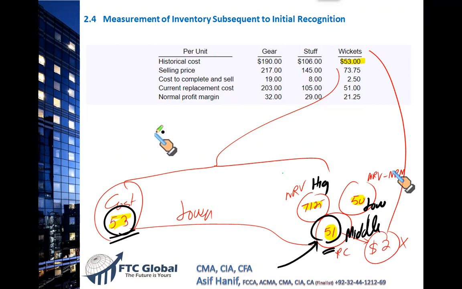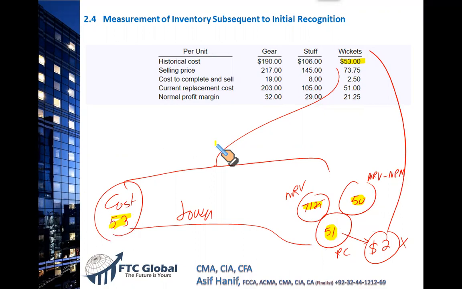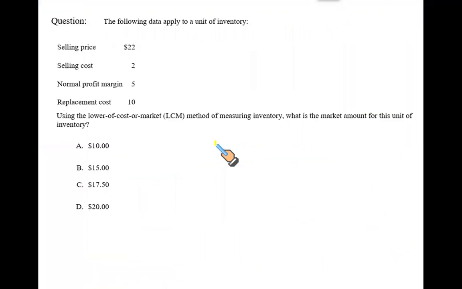Please remember, ladies and gentlemen, the LCM rule that I've just explained is applicable only under the LIFO valuation and the retail method. For all the other methods, you're going to use the previous method, NRV versus cost, whichever is lower, right? Now, let's try this in an actual question.